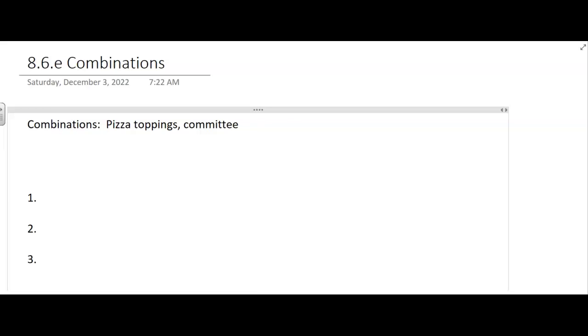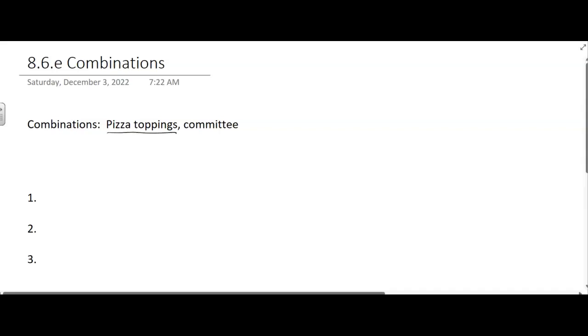Okay, so now let's say you're going to order a pizza and you get two toppings on your pizza. Let's say they have the toppings like pepperoni and sausage and ham and green peppers and onions and black olives. Okay, those are your choices. So how many different pizzas can you get? That's the question. And you're only going to choose two different toppings, right?